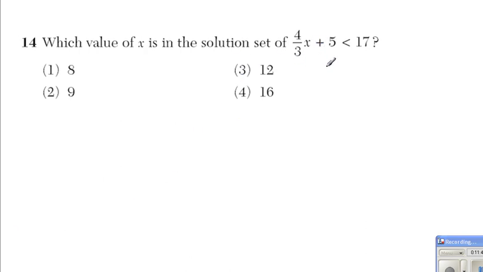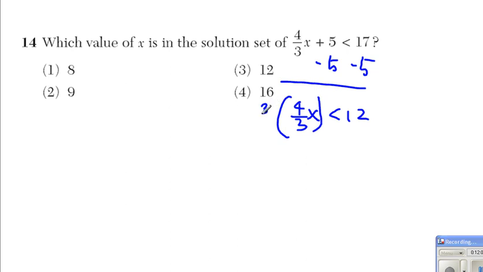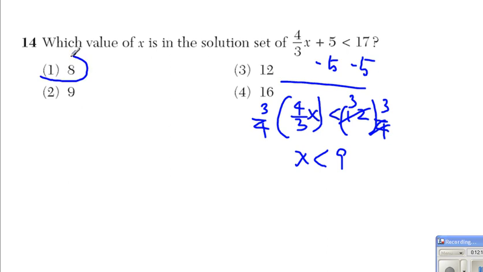Now here we need to solve the inequality. Of course, first we subtract 5 from both sides. Then we end up getting 4 over 3 x has to be less than 12. Now, to get rid of the coefficient, we can multiply by its reciprocal, 3 over 4. Then you will realize that x has to be less than 4 cancels out with 12, becomes 3, times 3, less than 9. That means x has to be less than 9, and the only possible answer would have been x equal to 8.